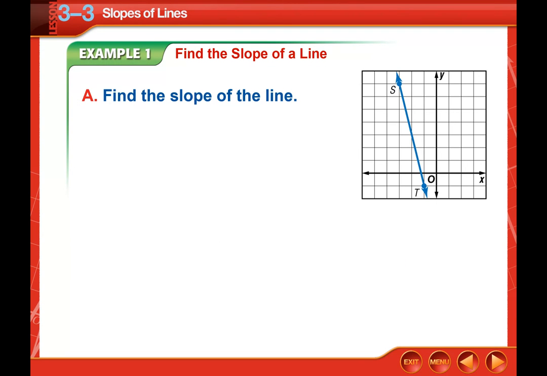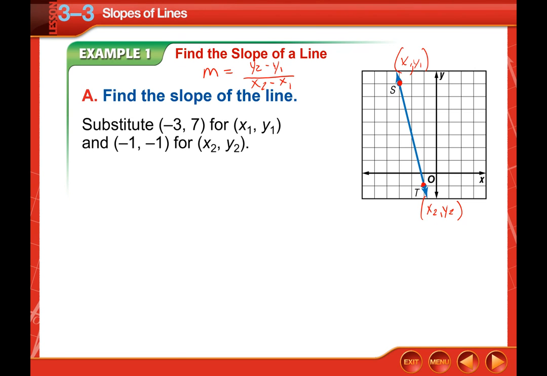Find the slope of this line. Okay, so remember that we had that formula that m is equal to y2 minus y1 over x2 minus x1. So with this point right here, we know that this is x1, y1, and this point here is given by x2, y2. Those are the coordinates of those 2 points.